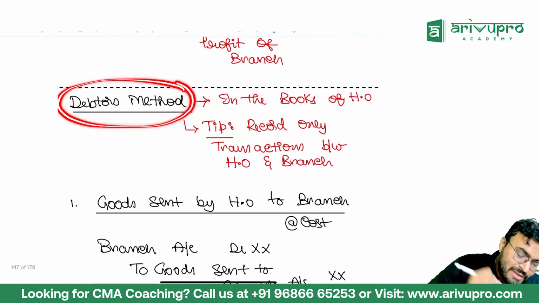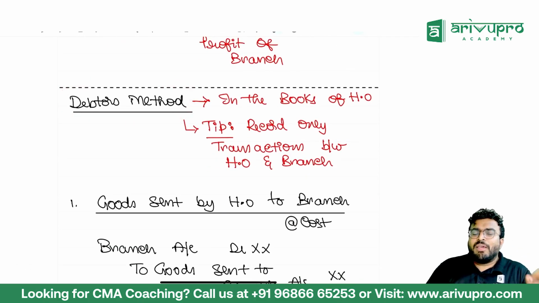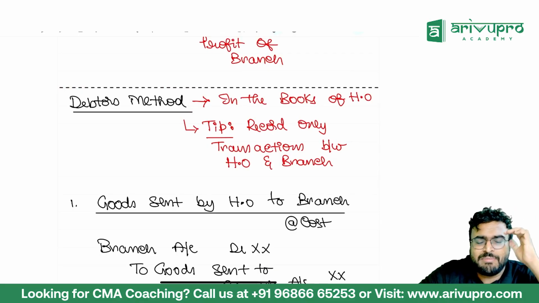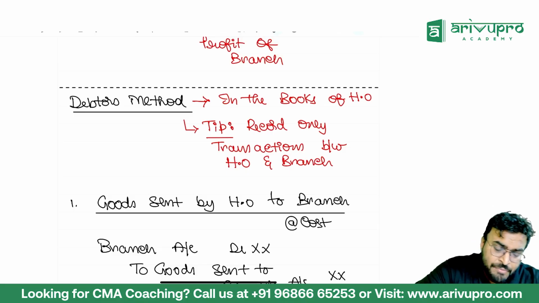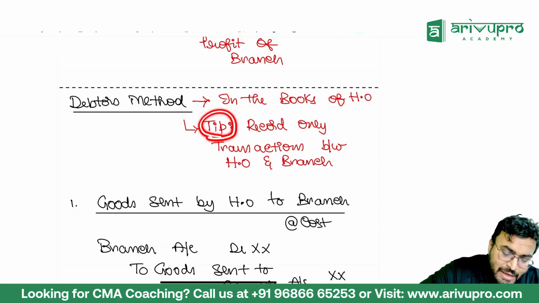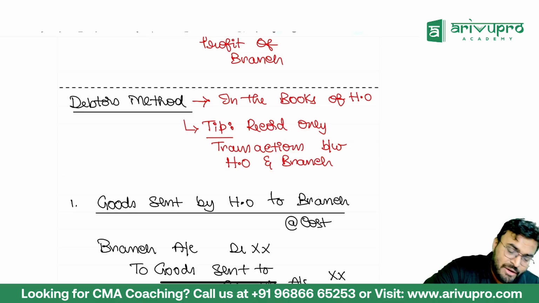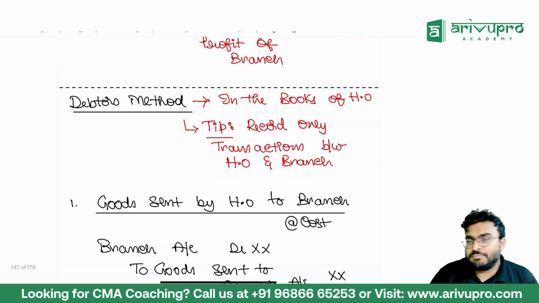Now we have debtors method. Whenever you are following debtors method, remember one thing in your mind. In the books of head office, we are preparing this. And the main tip is: record only the transactions between head office and branch.